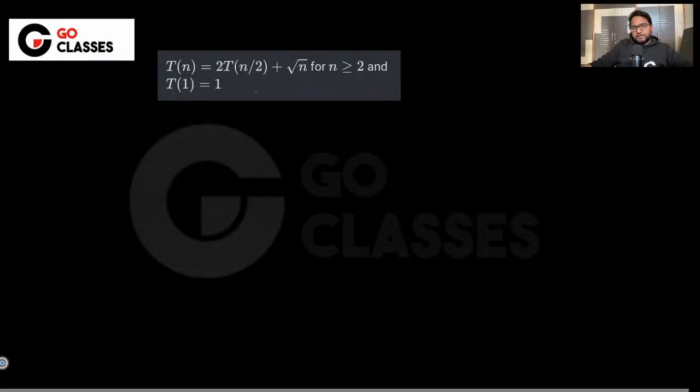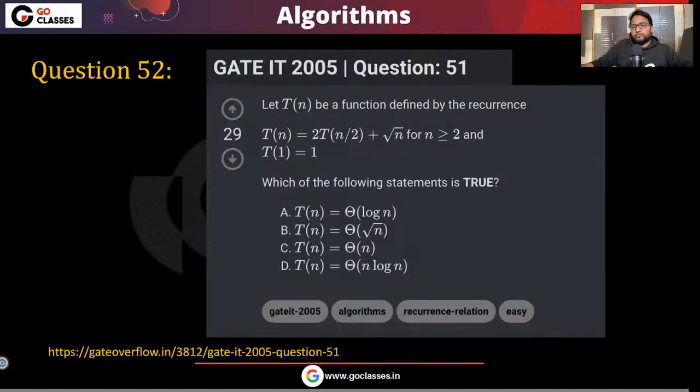Maybe we can directly use the Master's theorem. So it will be n, it will be root n. Is this polynomially greater? Yes. Since this is polynomially greater, we do not need to do anything else. Directly you can say C is the correct answer, polynomially greater.